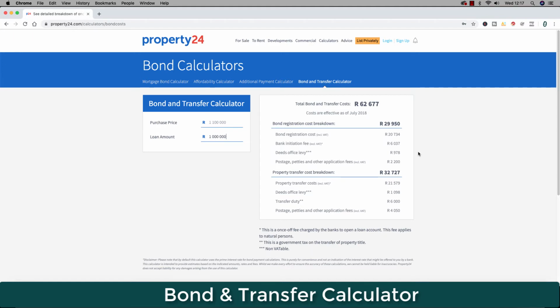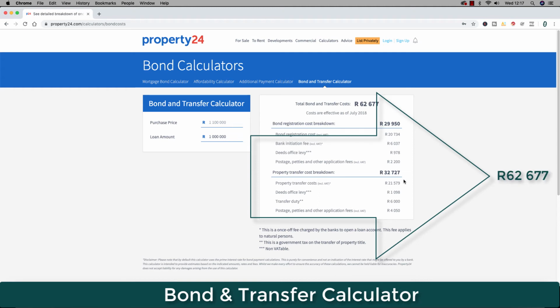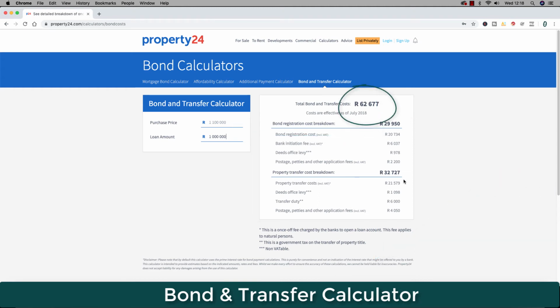So if you're wanting to purchase a property for 1,100,000, you are going to have a bond registration cost breakdown of about 30,000, as well as the property transfer cost of about 32,000. So you're looking at total bond and transfer costs of about 62,677. Now, like I say, these costs come out of the blue if you don't know about them. So ensure that you use this property bond and transfer calculator just to see what the hidden costs in buying a property are. Have a look now by using your own figures.